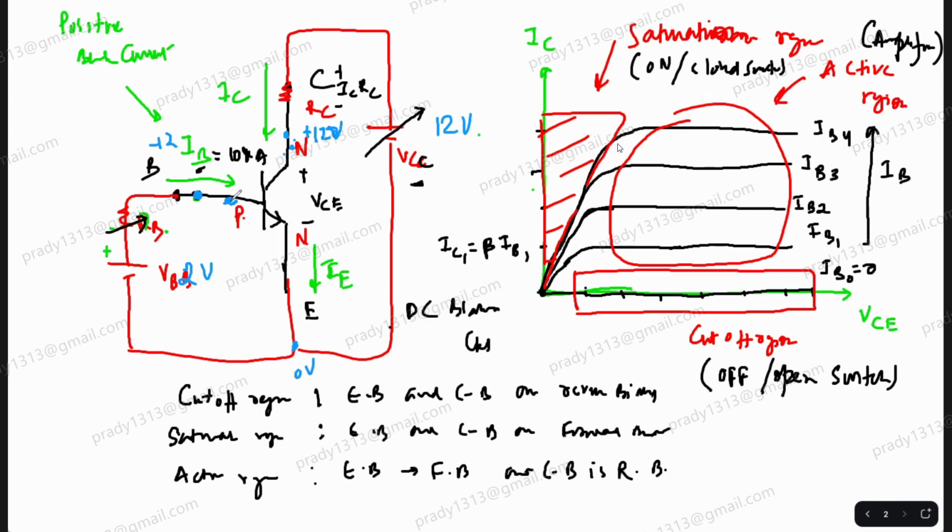Reverse bias. This is plus 2 volt, this is 0 volt. The emitter base junction is forward bias or reverse bias? Forward bias. So this is what is called DC biasing circuit. When you DC bias the circuit, this is how you bias it always.